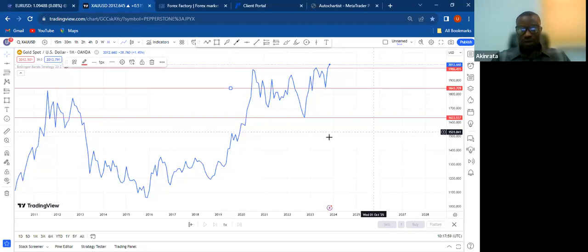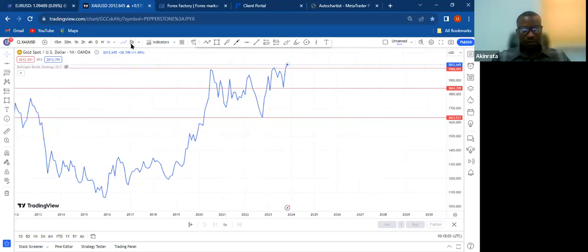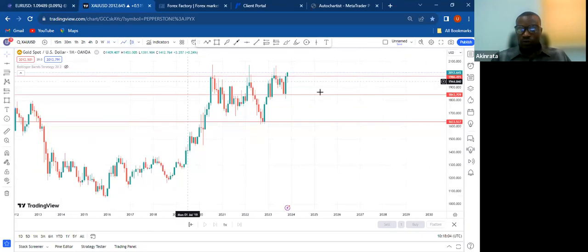So what are we anticipating? We are anticipating a new high. So I change to candlesticks. You can see how price has rejected this level. Guys, gold is going up so bad. Gold is on a very, very long higher time frame trend, so we should expect more bullishness on gold.